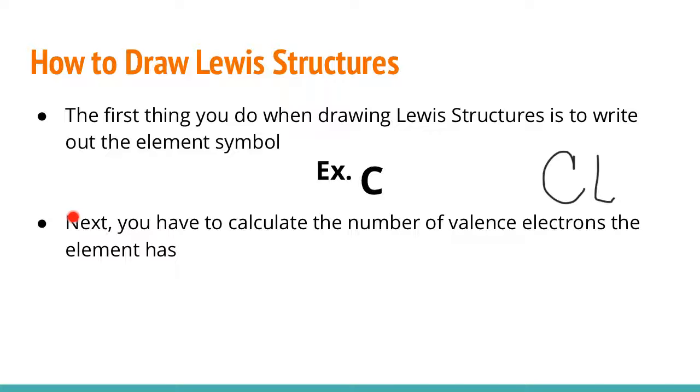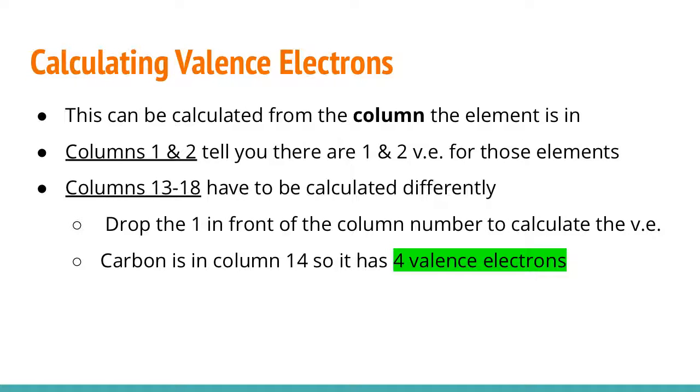Next, we have to calculate how many valence electrons, or electrons on the outermost ring, that element has. You may be asking yourself, well, how the heck do I do that? Well, it's actually pretty easy.